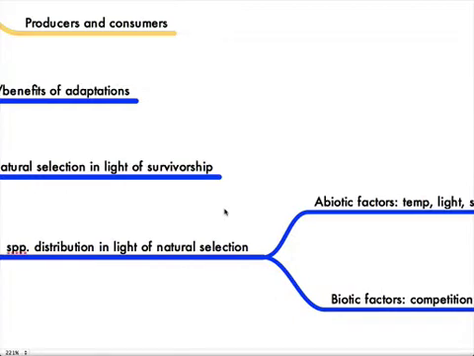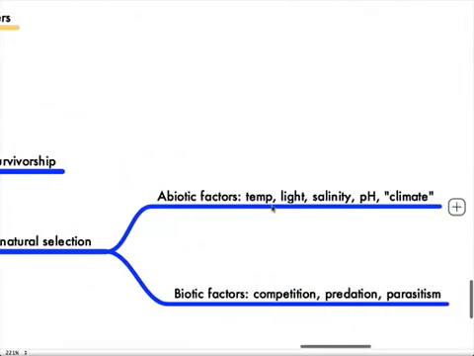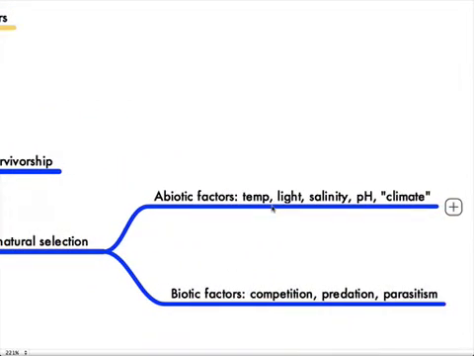Where are organisms and why are they there? Well, really it has everything to do with natural selection, both in terms of the abiotic factors and thinking about an organism's tolerances, as well as biotic factors like competition, predation, and parasitism. We'll uncover all those ideas in this unit, and then that will help you better understand how the world works when we think about evolution and natural selection.